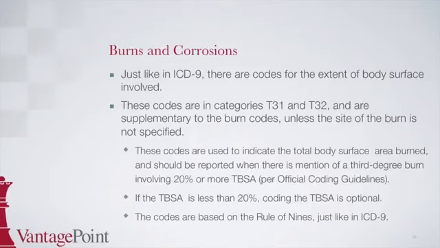ICD-10, like ICD-9, contains separate codes for the reporting of total body surface area affected by burns, as well as how much of that total surface area was 3rd degree burns. The total body surface area codes are supplementary codes, meaning that they would be reported in addition to the burn codes indicating anatomic site and degree of burn. The only time when these codes would be used as the principal diagnosis is when the site of the burn is not specified, and this should never happen.